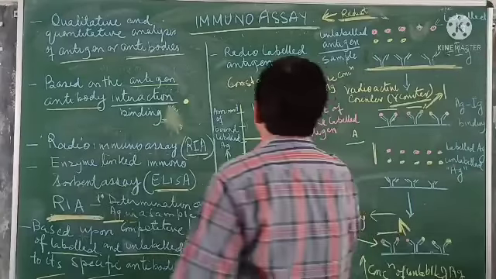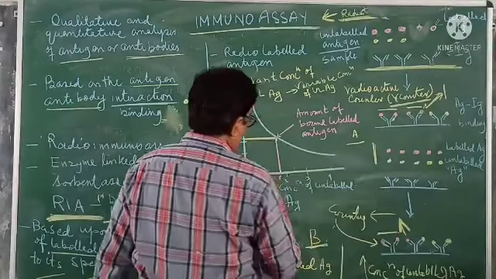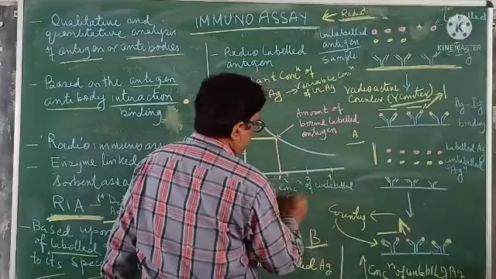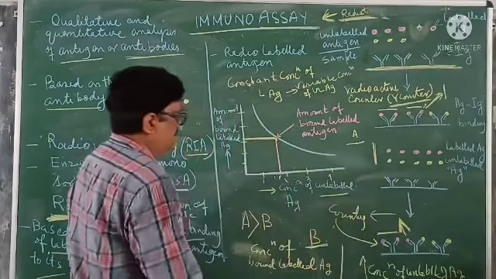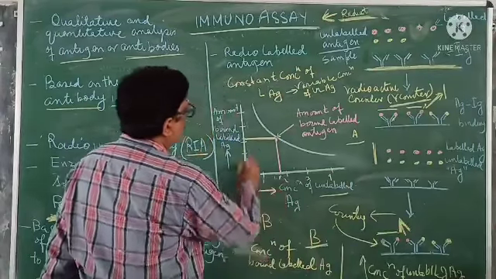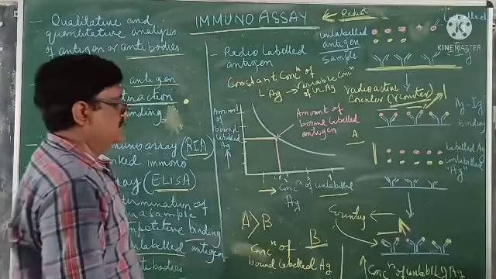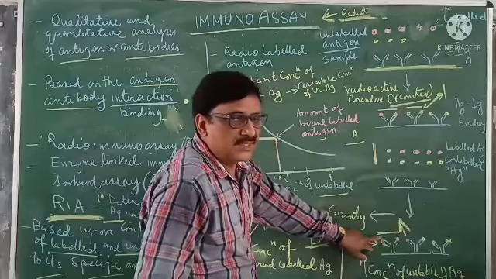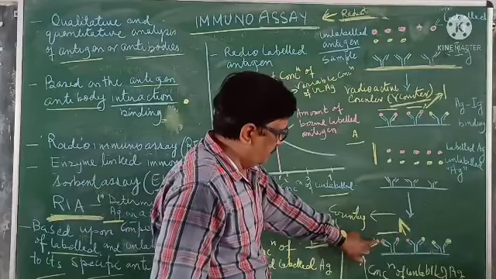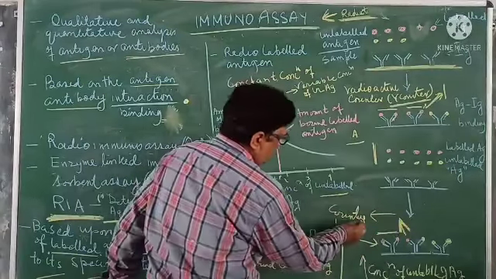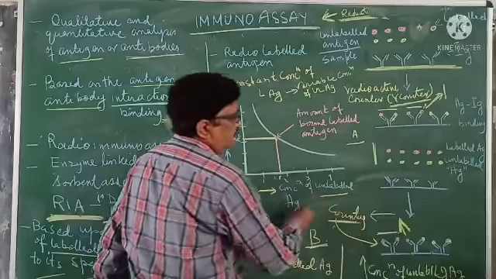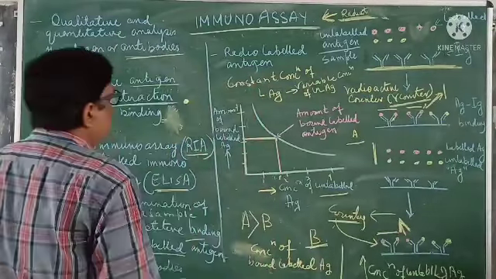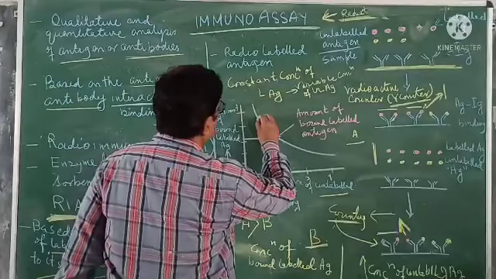If we plot a graph for that, on the x-axis we take the concentration of unlabeled antigen, which is gradually increasing. On the y-axis we take the concentration of bound labeled antigen, by estimation through counting of the radiation using the gamma counter. Okay, so we will get a graph like this.